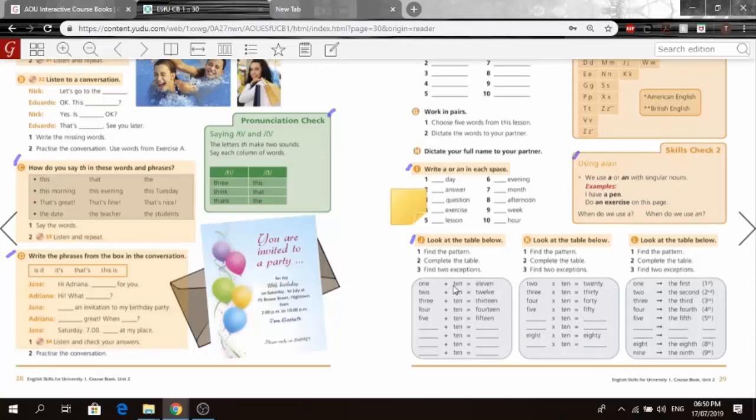So 1 plus 10 is 11. See how 11 is written? 11. 2 plus 10 is 12. 12. 3 plus 10 is 13. 13. 4 plus 10, 14. 14. 5 plus 10, 15. Okay? Take out your pen and let's write this together. 6 plus 10 is 16. 16.